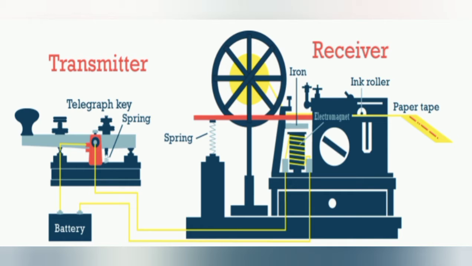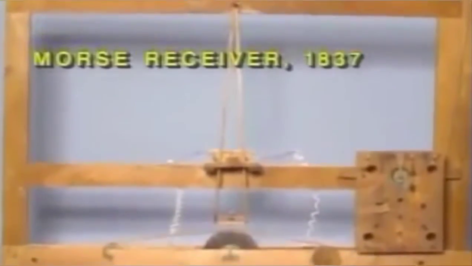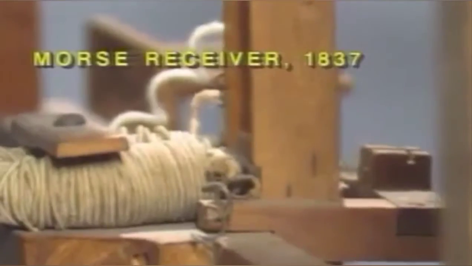The receiver contains an electromagnet. When the electromagnet receives this changing electric current in the form of changing electrical pulses, a changing magnetic field is also generated by the laws of electromagnetic induction, which moves an armature which is connected to an ink roller back and forth over a paper strip. The ink roller then marks a sequence of dots and dashes on a paper strip that is also moving at a constant speed. This forms a Morse code.